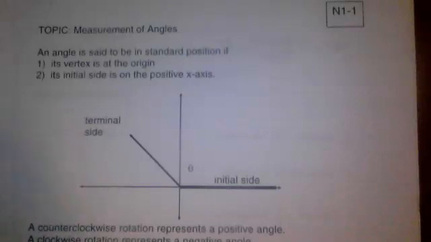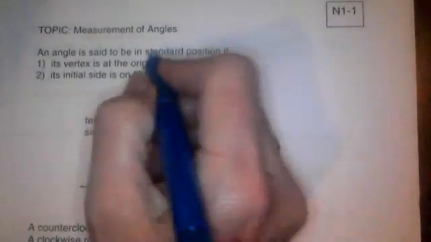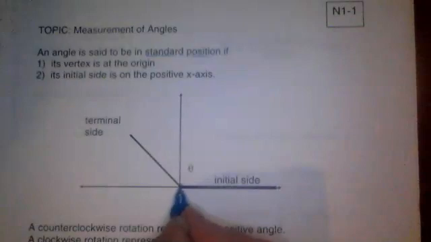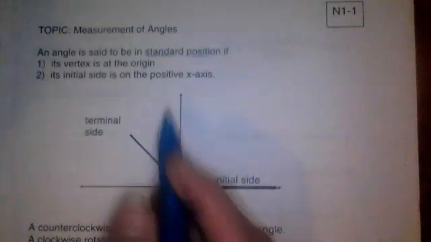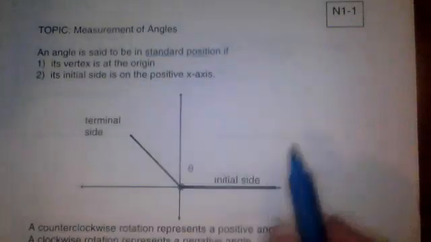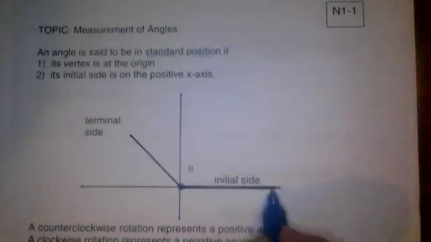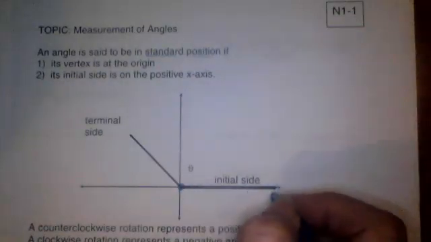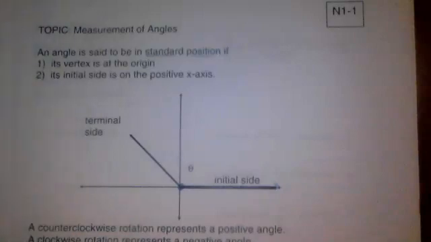So our first topic is going to be about angles, and we're going to talk about how to measure an angle in standard position. So an angle is in standard position if these things are happening. If its vertex is at the origin, over here, and its initial side is on the positive x-axis. So it starts here on the positive x-axis.